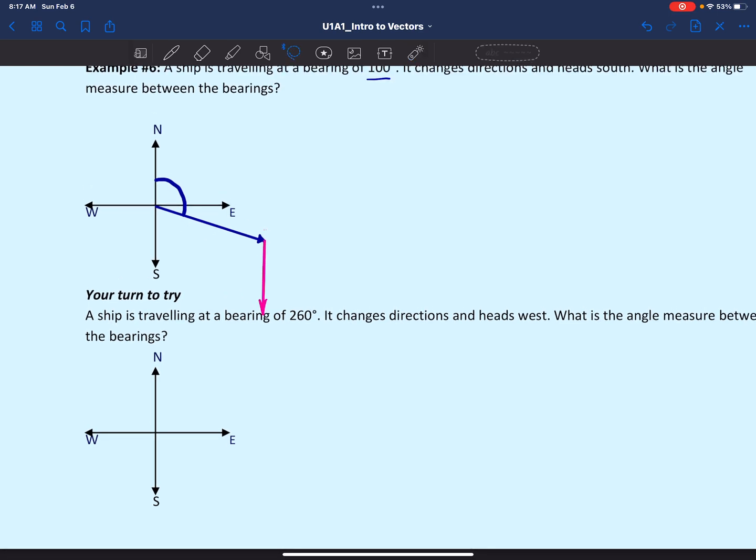Now, I want you to think, how do we identify the angle between two vectors? So remember that we have to place the vectors tail to tail. So we take this vector right here. So now the angle between the two bearings, remember this is 100 degrees, right? So the angle between the two bearings will be this angle, right? How many degrees is this? Well, this whole thing is 180. You take away 100, so that would be 80 degrees. So in this case, we're going to say that the angle between the two bearings is 80 degrees.